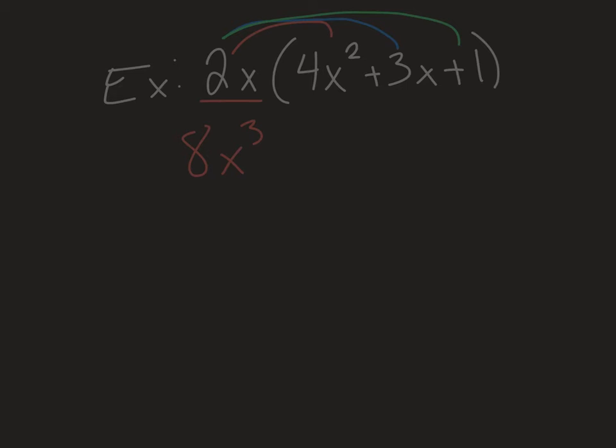Now I'm going to take the 2x times the 3x. Well, 2 times 3 makes 6. X times x is x squared. And then, last but not least, we'll take 2x times the plus 1, which will just be plus 2x. And that is our simplified expression. We can do no more with that.